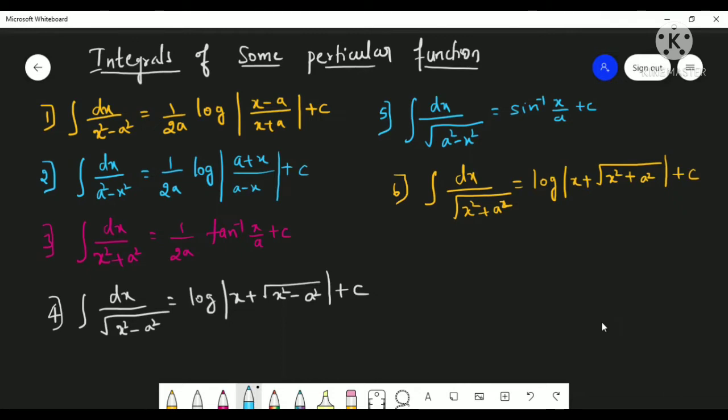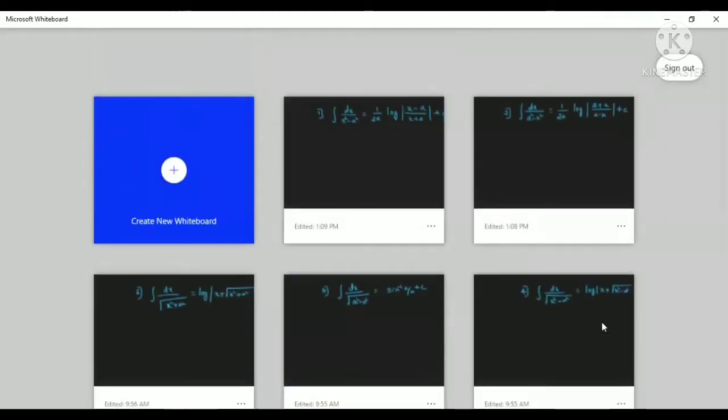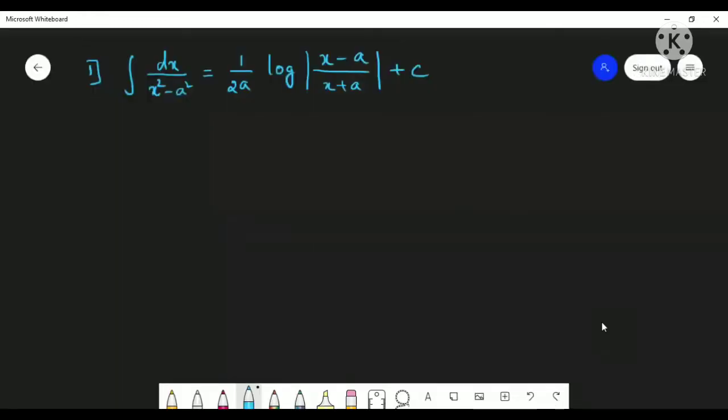The proofs of these 6 particular functions are very important for the board exams. In these 6, any one will surely come as a 5 marks question. Okay. Now let me move on to the first one.